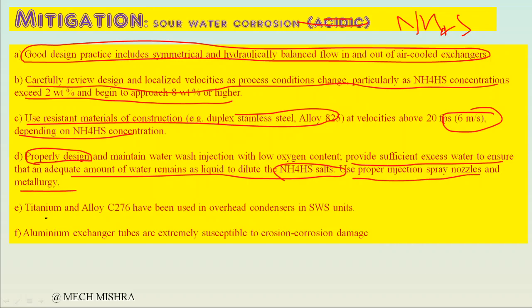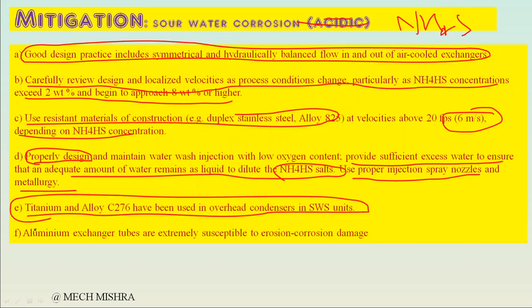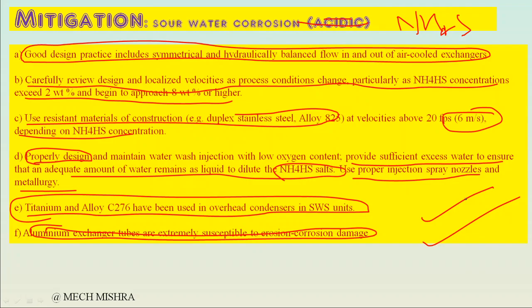Then titanium and alloy have been used in the overhead of SWS units. Aluminum exchanger tubes are extremely susceptible to erosion corrosion damage, so this should be avoided. So basically, proper design, maintaining proper velocities, maintaining the proper concentration, selecting the proper metallurgy, and using adequate wash water in the system are the critical factors to avoid this type of corrosion.